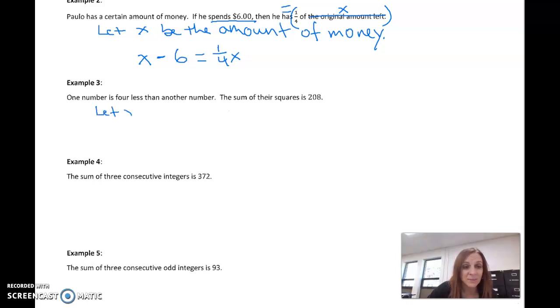Let X be a number. The number. Okay. And again, I have 2 numbers here, so in this one, I might break it down into 2 numbers. One number is 4 less than another number. All right, so I'm going to say X is that first number.